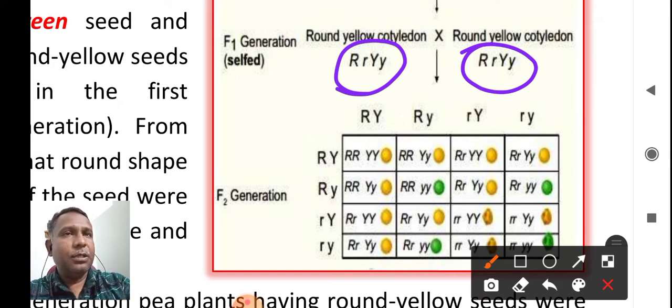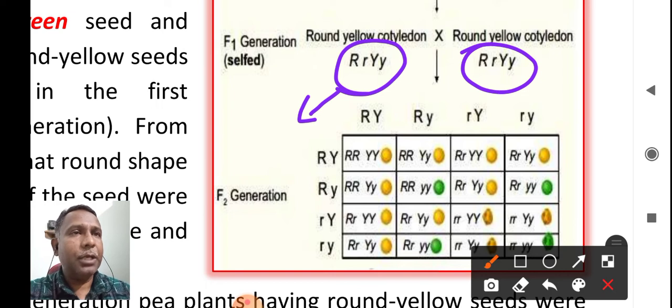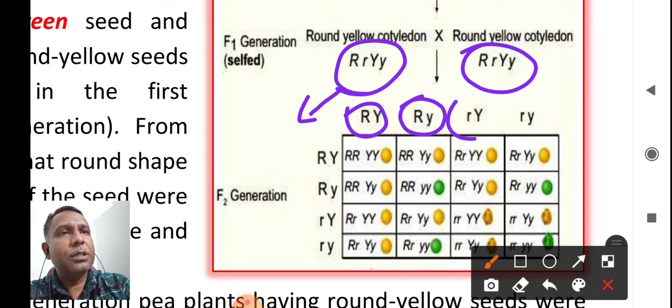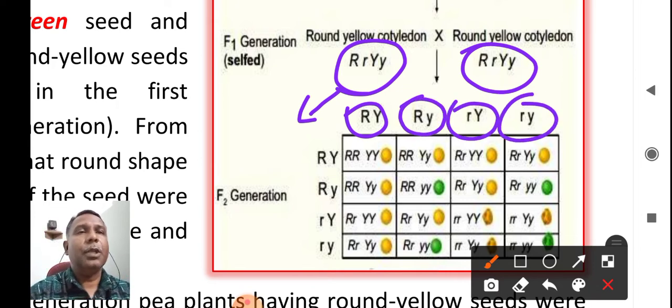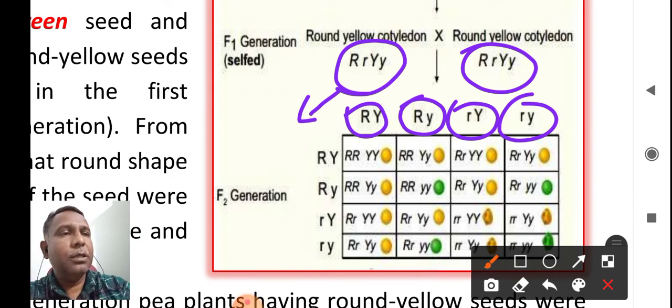When they are arranged as one male and one female, first of all we are going to find the gametes for these two parents. The gametes we find from here will be capital R capital Y, capital R small y, small r capital Y, and small r small y. So four types of gametes can be formed from these. The same holds for male and female; these four types of gametes will be there.